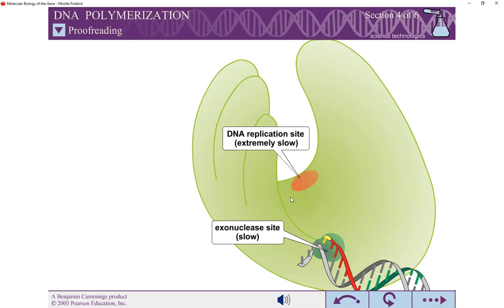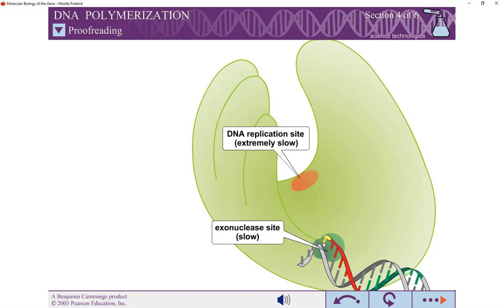Okay, so you can see this. There is another site present on the palm domain, and that site is referred to as the exonuclease site. Okay, the exonuclease site. Now, what is this exonuclease site? The exonuclease site is the one where the exonucleases are going to work. And if a wrong nucleotide has been incorporated, then the DNA will move from the replicating site to the exonuclease site, because here the movement of the DNA polymerase, that is Kornberg DNA polymerase, will be slowed down.